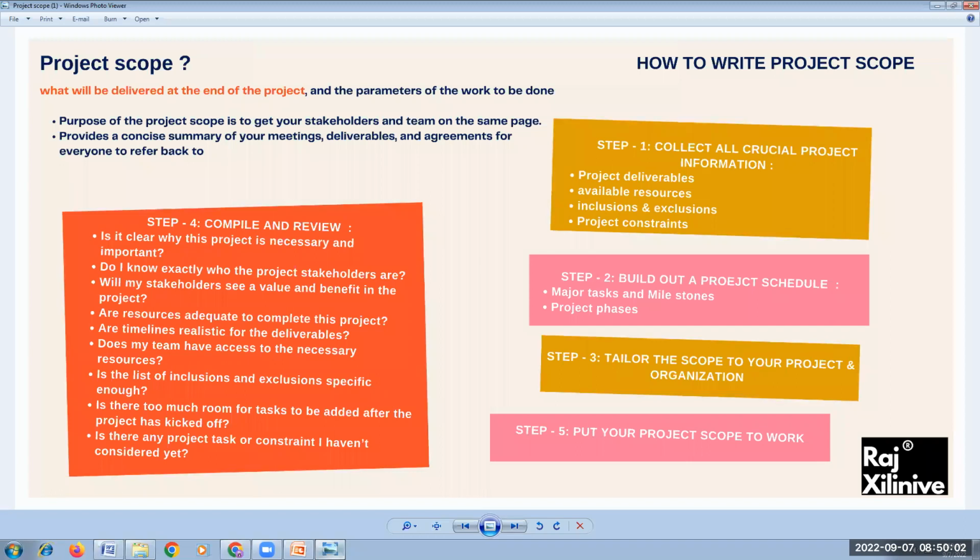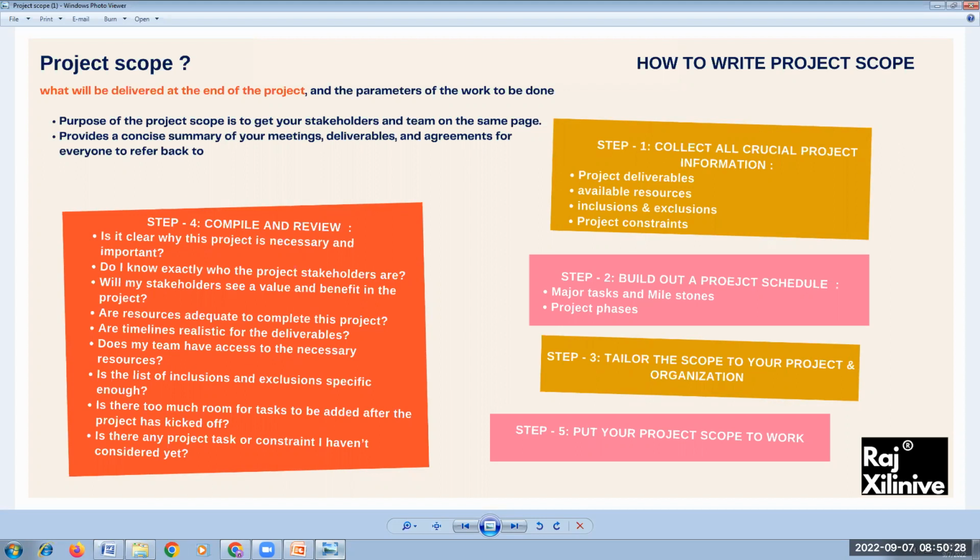The first thing is that we need to collect the crucial information. Means if you'd like to write about the scope of the project, the first step is you need to collect whatever crucial information relating to the project. The crucial information, the first one, is about project deliverables. What are the final deliverables we want to achieve in any project is what you must be knowing.